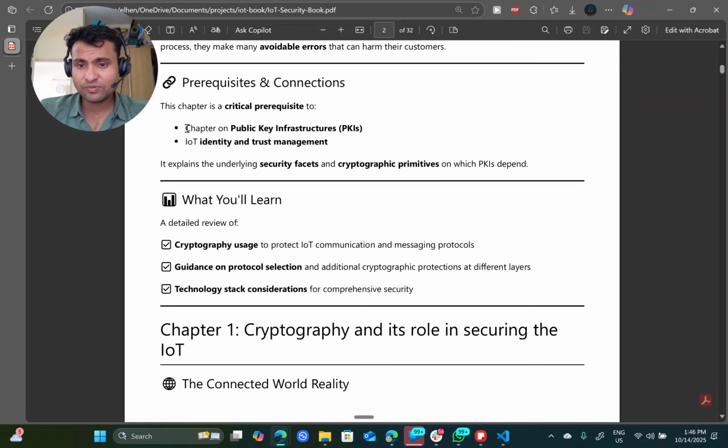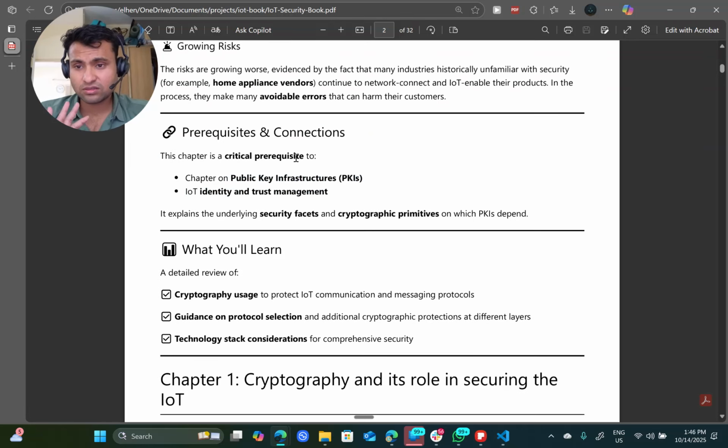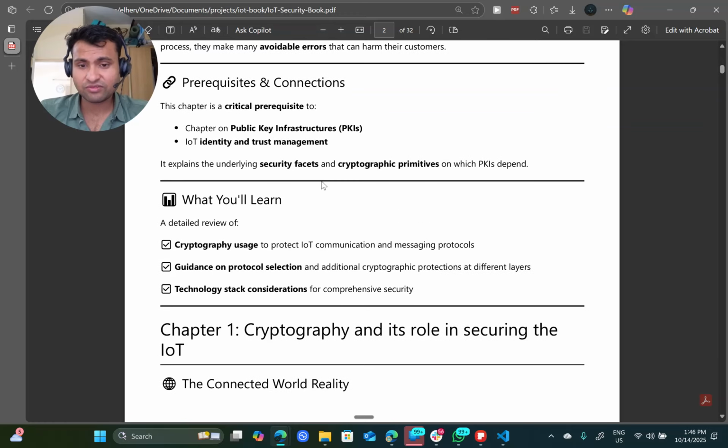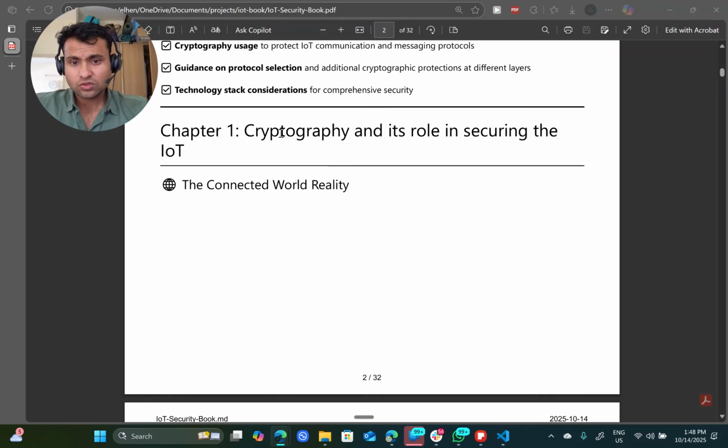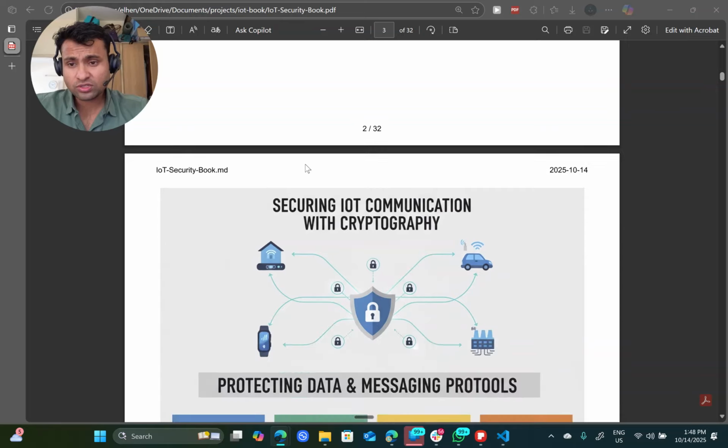After this, we'll be looking at some of the critical aspects like public key infrastructures and IoT identity and trust management. So this video is going to be very important and will serve as a prerequisite for the next topics which are going to come. So let's understand cryptography and its role in securing the IoT.